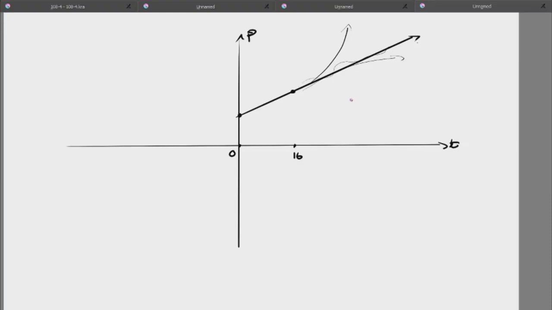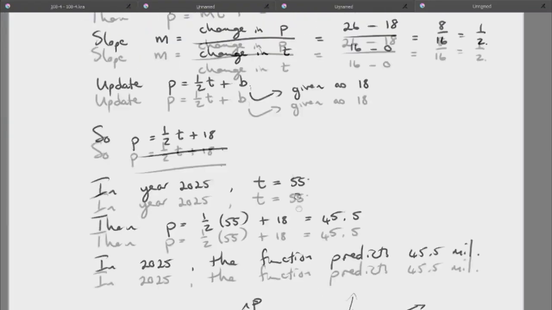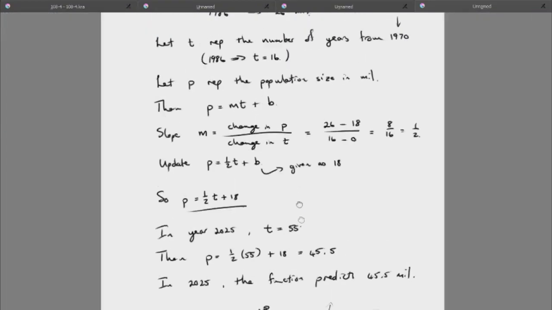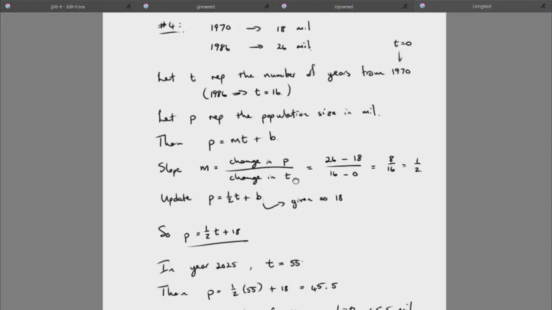So it's interesting. We're not that far off. Very nice. Any questions on this example? If you do it and you choose the actual year value, your answer would look a little different, but you'd still get 45.5 when you want to predict the population.